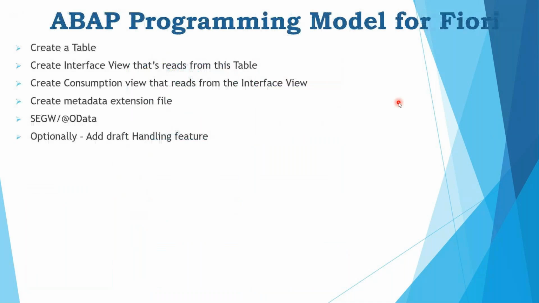Now, as I said before, RAP has come into the picture. We have the ABAP programming model on Fiori. What we used to do was create a table, and create an interface view, a CDS view that reads from this table. We used to create a consumption CDS from this interface view, and we used to create UI annotations. And we used to consume it in the SCGW as OData publish, and consume it in the Fiori app. That is what we used to do before.